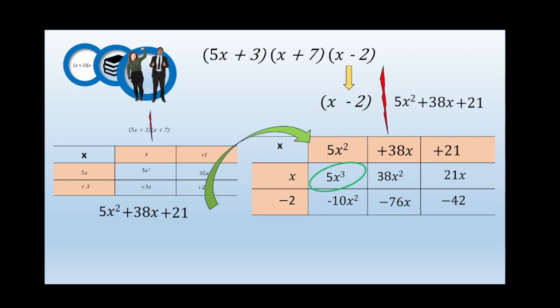What cubes have I got here? I've got 5x cubed. What x squareds have I got? Well, 38 minus 10 gives me plus 28x squared. What x's have I got? I've got minus 55x, and then I've got 42 at the end.